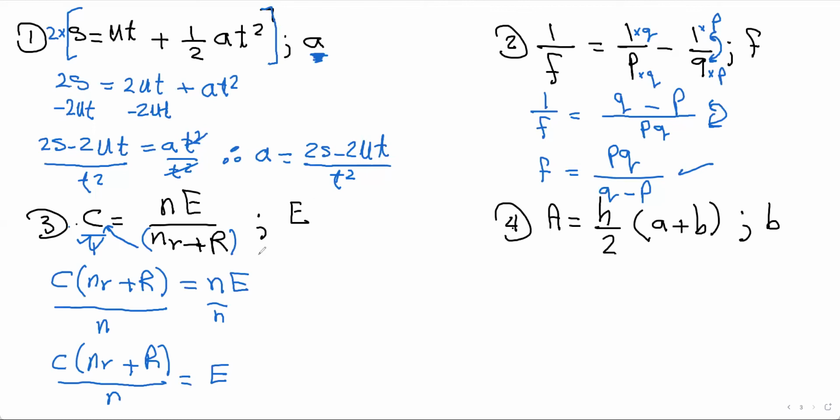Some of you will argue, oh, why can't I cancel this N with this N? No, you can't do that because of that plus sign. You cannot reduce them. And therefore, I'm going to write it as E equals. If you like to multiply the C inside the brackets, you're allowed to do that. So we could have CNR plus CR over N. That's the property of distribution. So you're allowed to write it like this or like this. Both of these answers are acceptable.